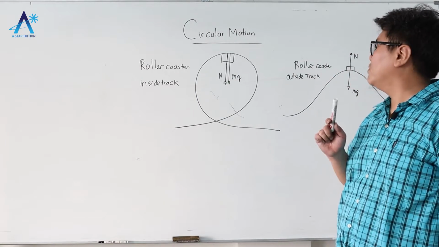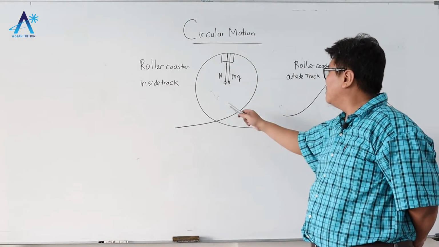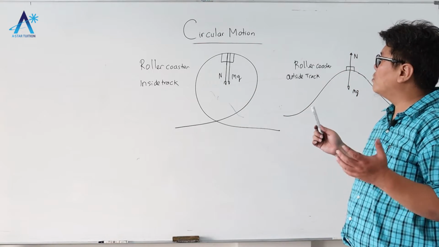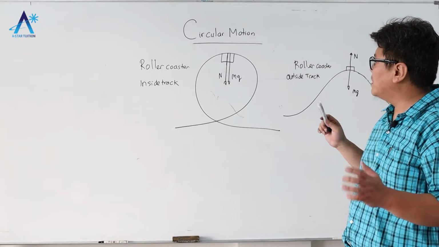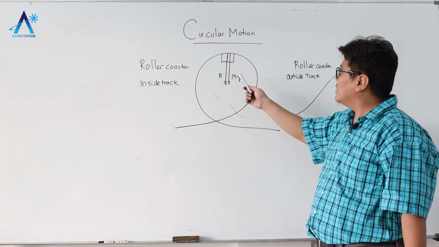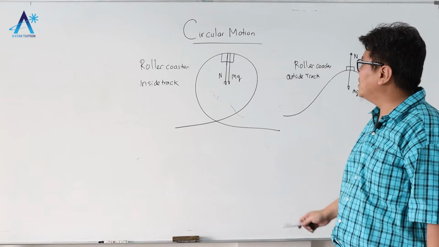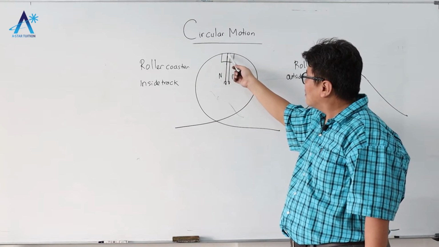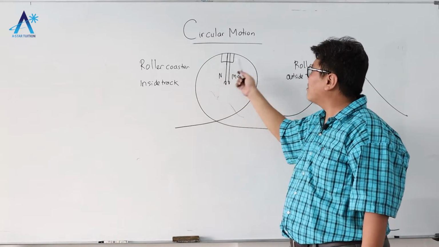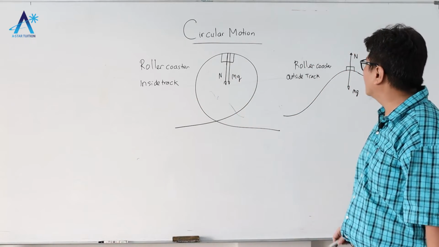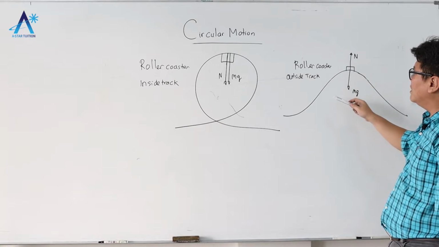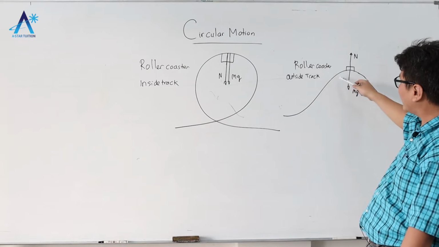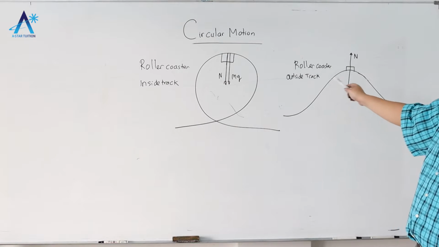Now the last example I want to discuss is the motion of a roller coaster, in which there are actually two different scenarios you need to consider. When the roller coaster is at the highest position, but the position is such that the roller coaster is inside the track, so it's the inside track. Whereas this one is the roller coaster that is located outside the track, like this. So hopefully you can see the difference.